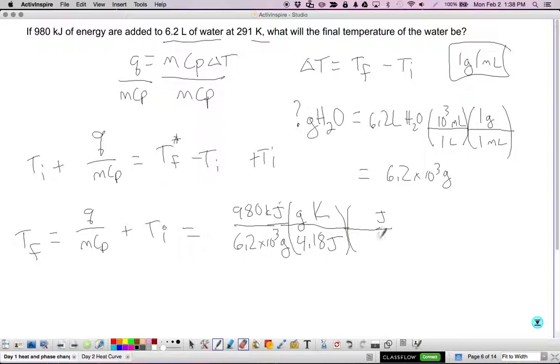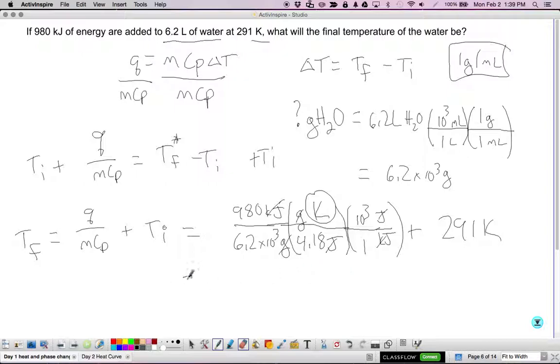So I'm going to put my joules on top and my kilojoules on the bottom. This is 10 to the third, this is 1. Now my joules go away, my kilojoules go away, my grams go away, and I'm left with Kelvin, which is good because I'm not done yet. I need to add my initial temperature, 291 Kelvin.